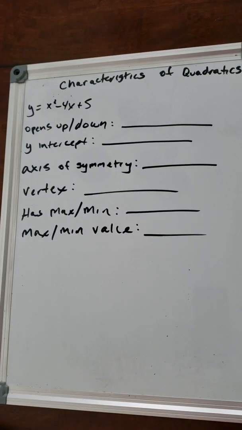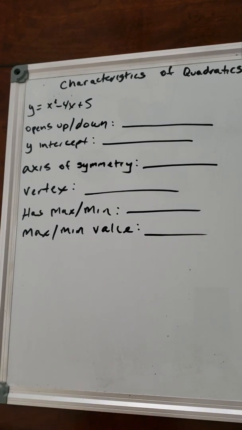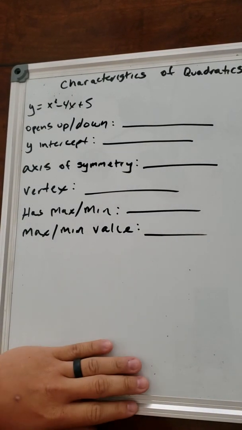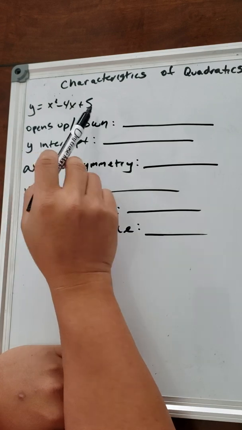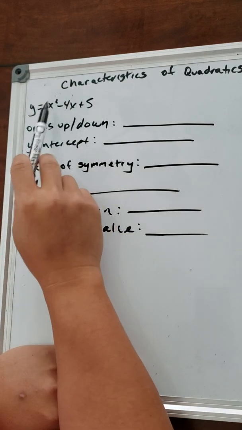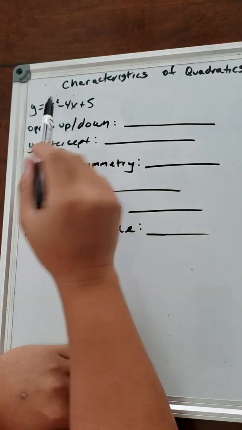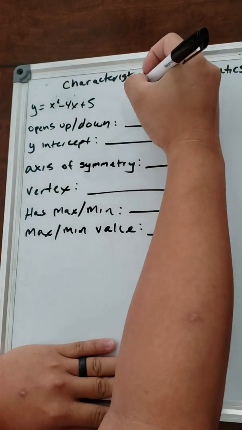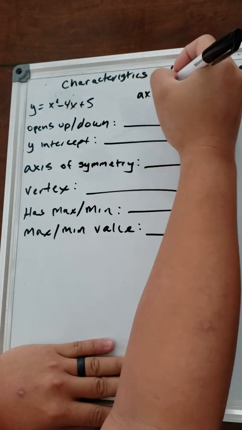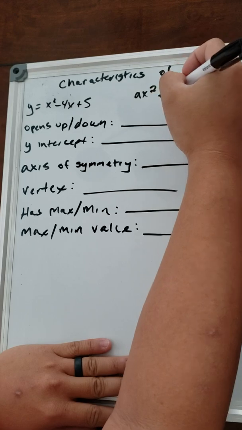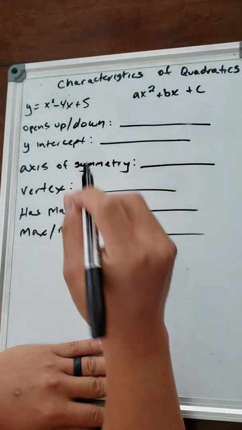Okay, so what we're going to be talking about today is characteristics of quadratic equations. So if you remember, a quadratic equation is something that looks like this. The highest power in it is x to the 2 power. It's always going to be in the form of ax squared plus bx plus c, okay?